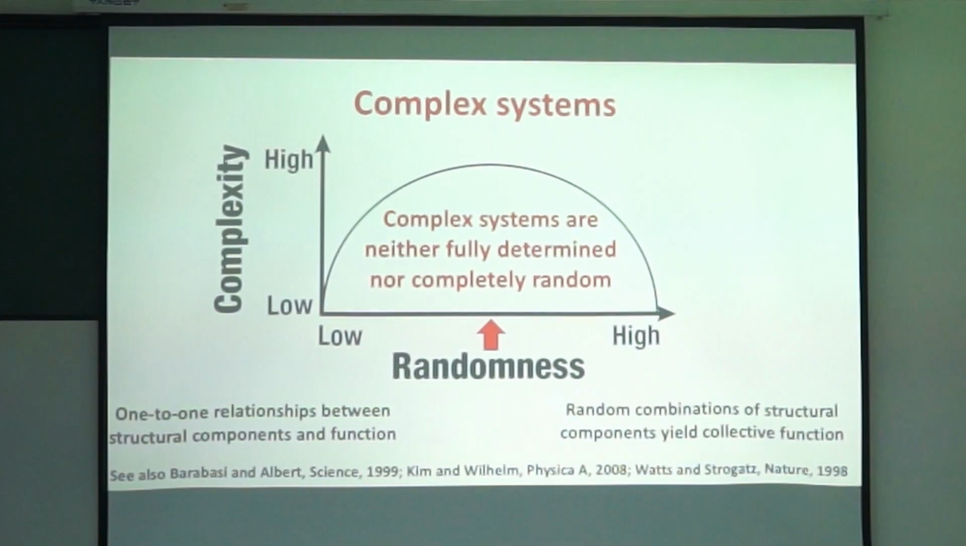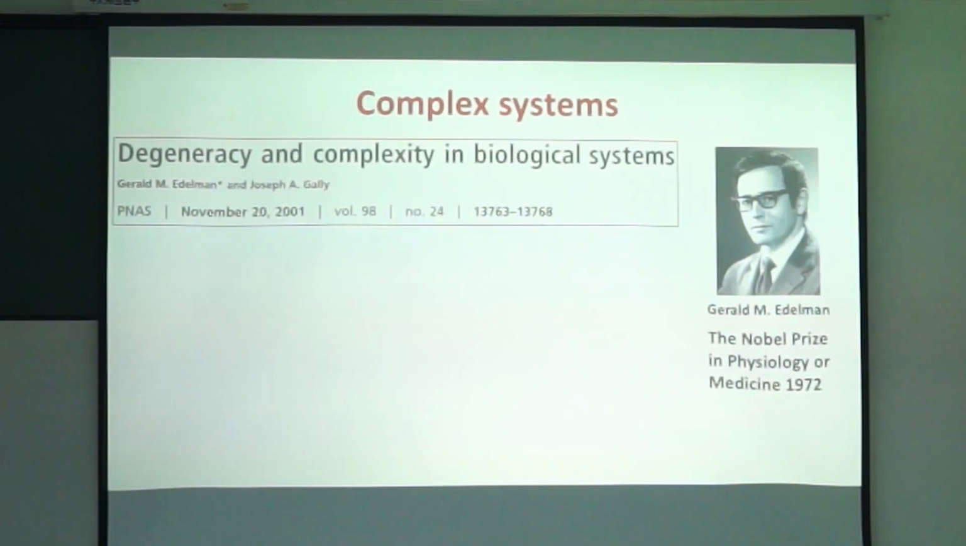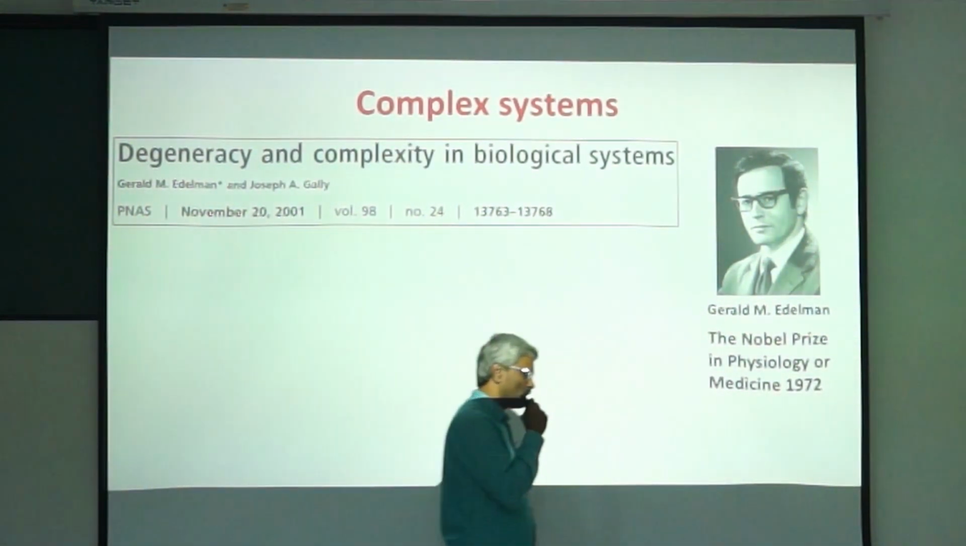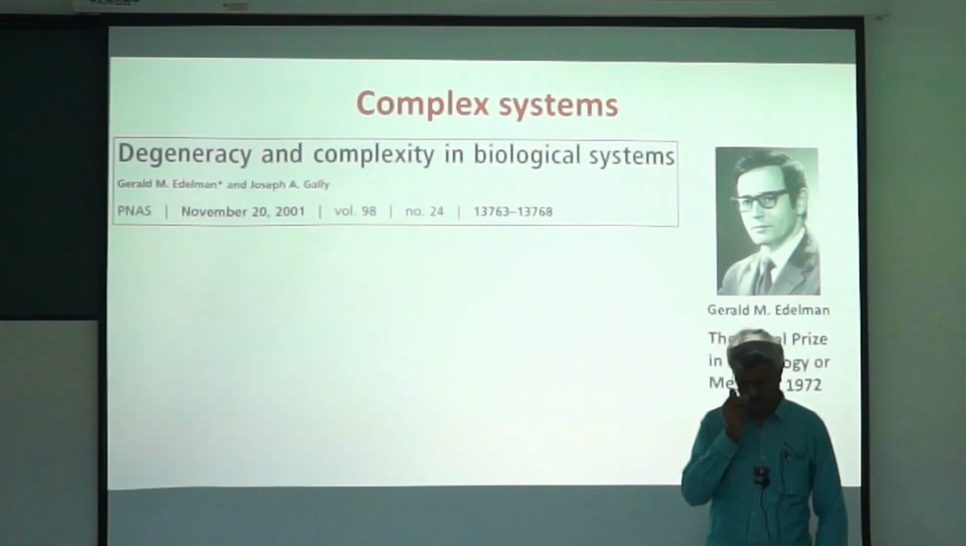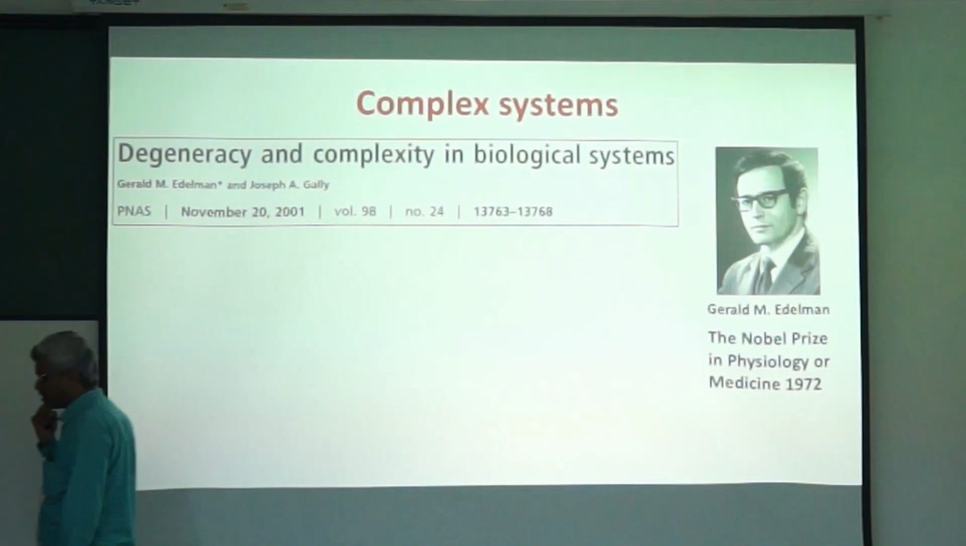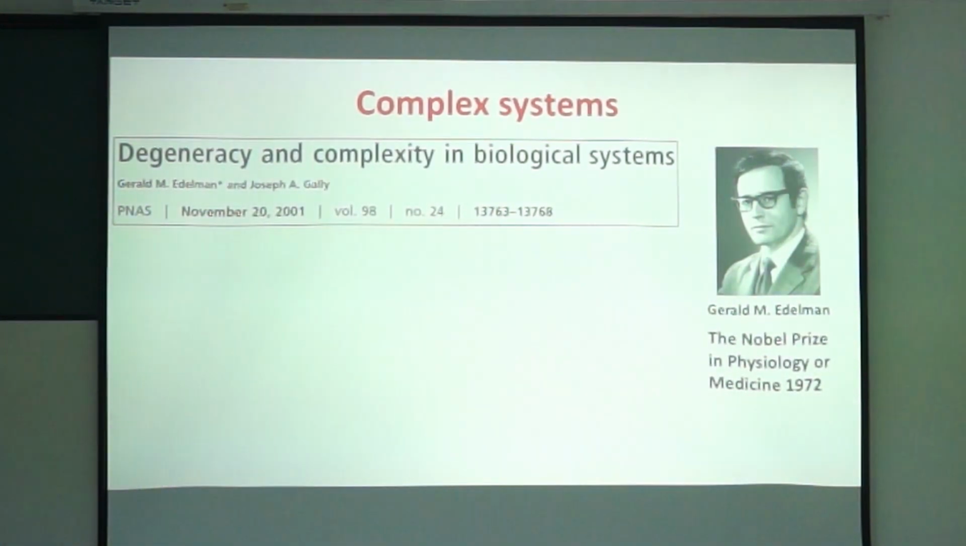I'll give you more examples of this. So this is Gerald Edelman. I strongly encourage all of you to read this paper. It's a short paper. Gerald Edelman got his Nobel for the structure of the antibody. He moved over to neuroscience after that. He wrote this landmark review in 2001, titled Degeneracy and Complexity in Biological Systems. We'll come to what exactly that word means in a minute.